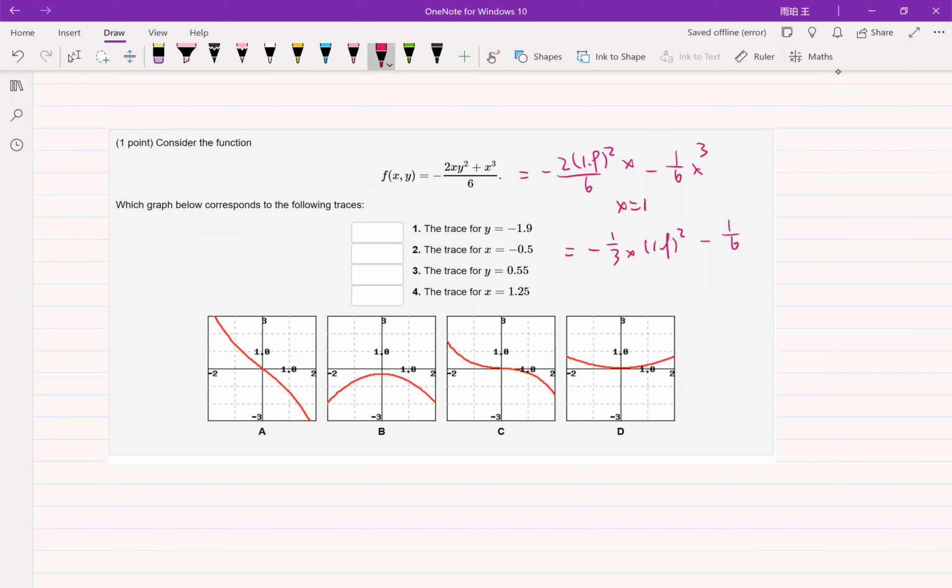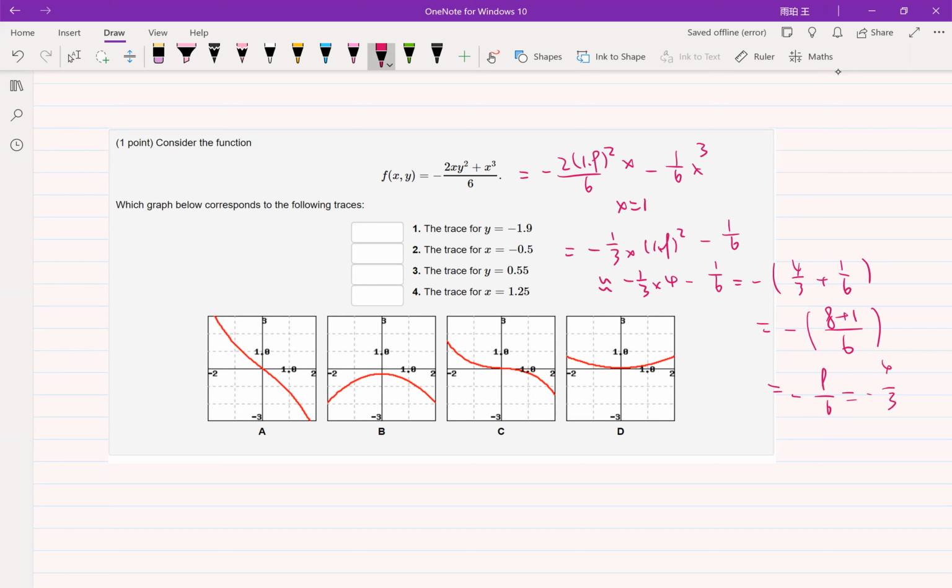Okay, so it's not a completely unreasonable assumption to sort of approximate 1.9 as 2 in this question. So we have negative 1 over 3 times 4 minus 1 over 6. This will give us negative 4 over 3 minus 1 over 6. This times 2, negative 8 minus 1 over 6, equals negative 9 over 6, equals negative 3 over 2.